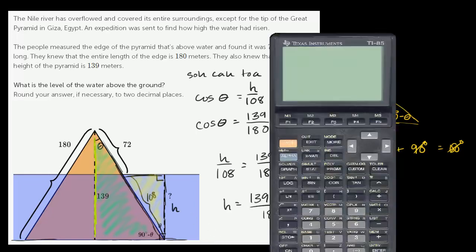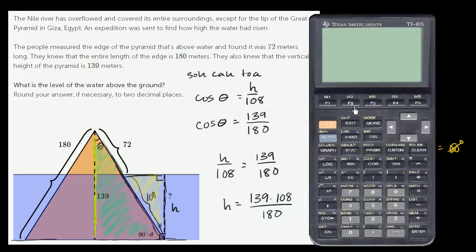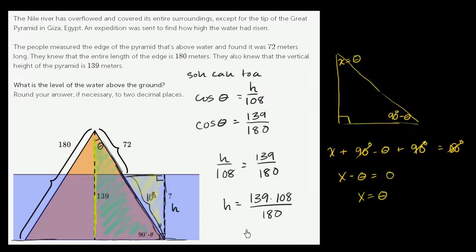So let's get our calculator out and calculate that. So that is going to be 139 times 108 divided by 180, which gets us to 83.4 meters. So h is equal to 83.4 meters. The height of the water is 83.4.